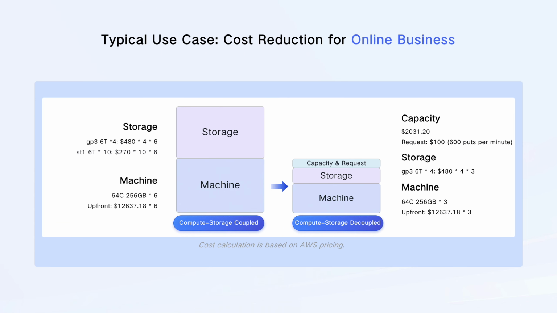After releasing the compute storage decoupled mode, a common question we heard from users was, our workload is purely online queries. We don't have cold data and we need low, stable query latency. So for our case, is the decoupled mode still a good fit? The short answer is yes. The decoupled mode can also benefit online business requiring low query latency.